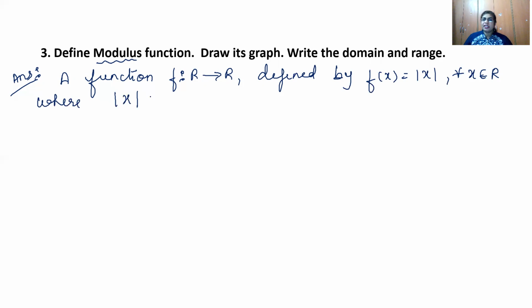mod x, what is the definition? This is equal to x if x is greater than or equal to 0. It is equal to minus x if x is less than 0. This is called a modulus function.